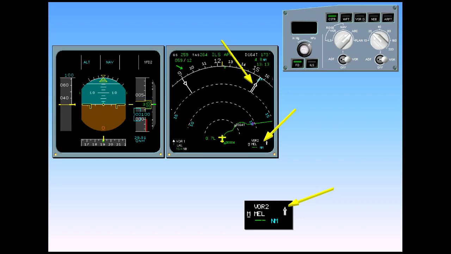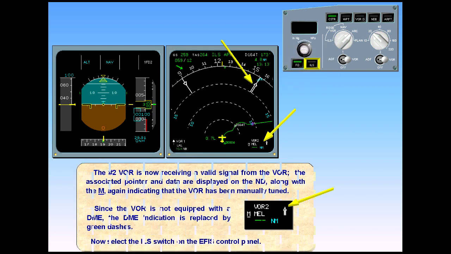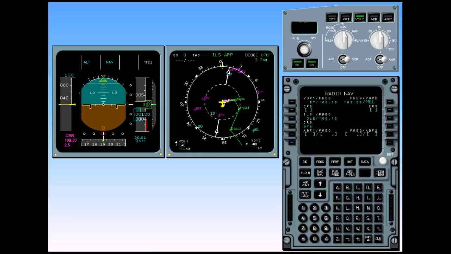Now select the ILS switch on the EFIS control panel. On the PFD, you can check the ILS identifier India Charlie Romeo Romeo and the frequency and the course. The course is also indicated on the navigation display. The check and the selection of the nav aids is now complete.